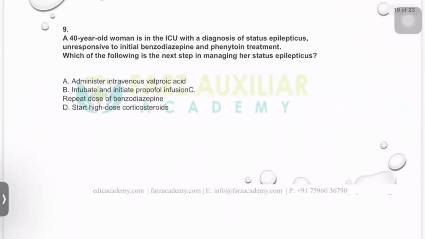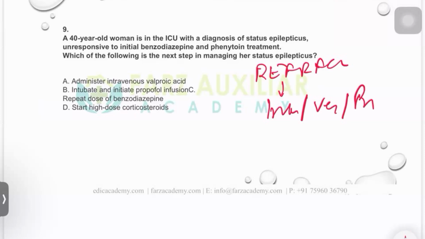A 40-year-old woman is in the ICU with a diagnosis of status epilepticus, unresponsive to 2 drugs. So it is refractory status epilepticus. What is the next best step in managing her? Intubate and initiate propofol infusion. So the diagnosis is refractory. Intubate the patient, put on ventilation, and start propofol infusion. What is super refractory?